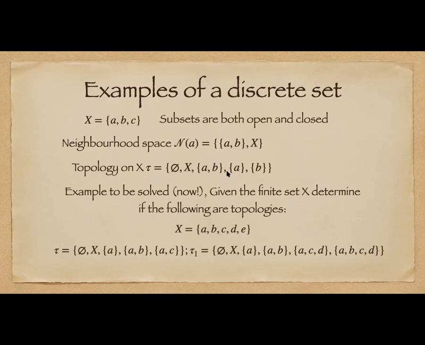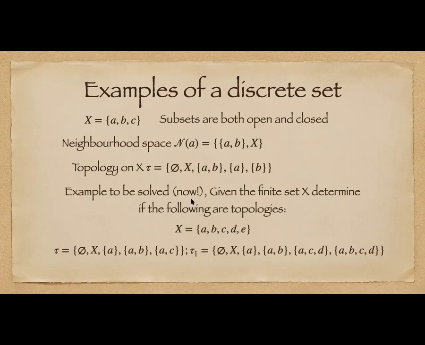Now the intersections also have to be in this collection. Intersection of empty set with X is empty, so therefore that is there. Intersection of AB with A is A, that is there. Intersection of AB with B is B, so it's there. Intersection of X with AB is AB, so that is there. So we checked all the elements of this collection and we verified all the three axioms, and therefore it is a topology on X. Now, for you, examples to be solved now.